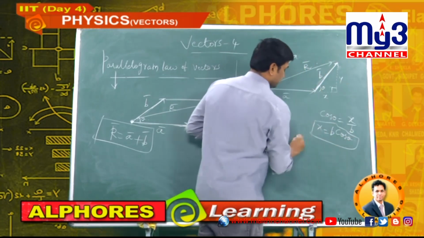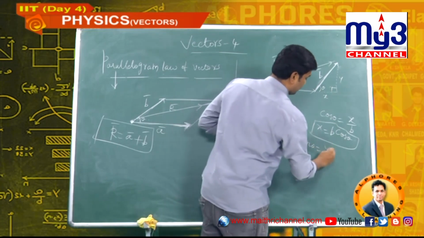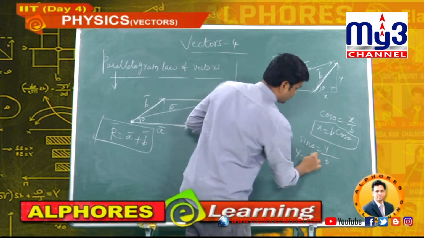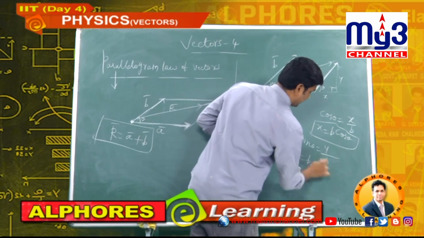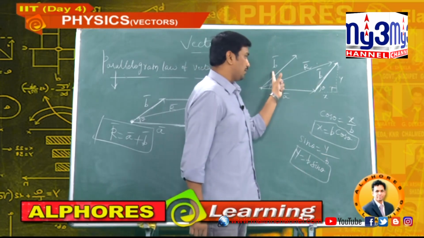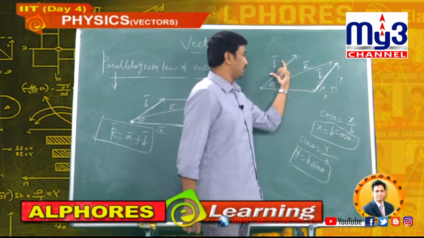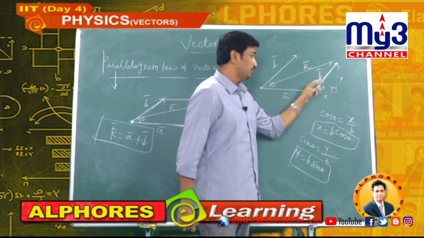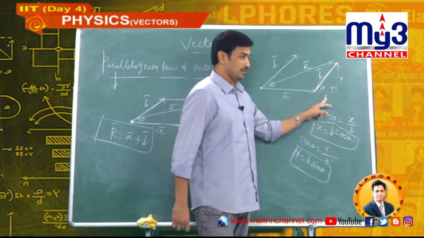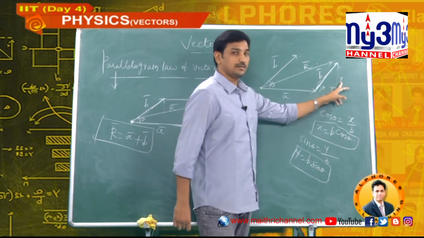Theta, opposite is y. Now sin theta is equal to opposite by hypotenuse, y by b. What is y? B sin theta. So here I did parallel shifting of B bar. This B bar I shifted to here. Now theta, this is also theta. Theta adjacent is B cos theta. Theta opposite is B sin theta.